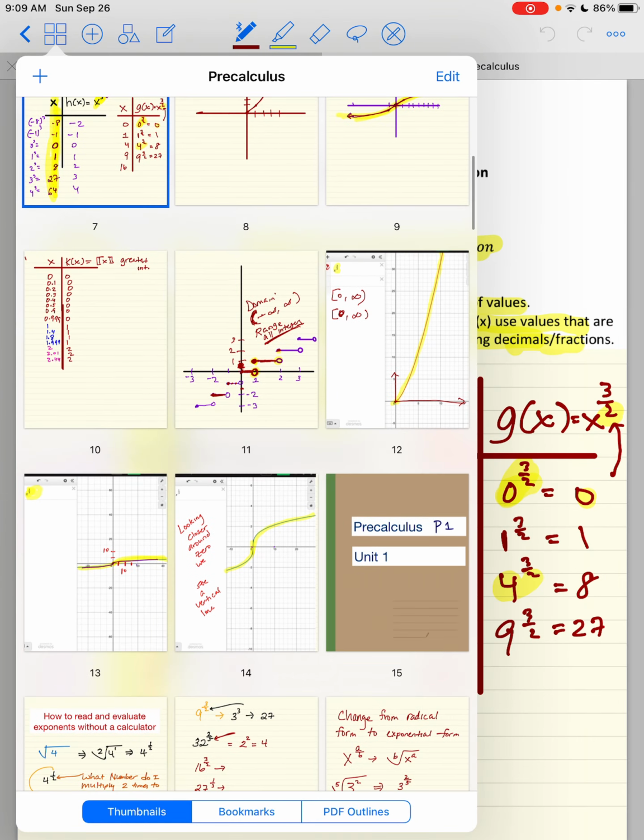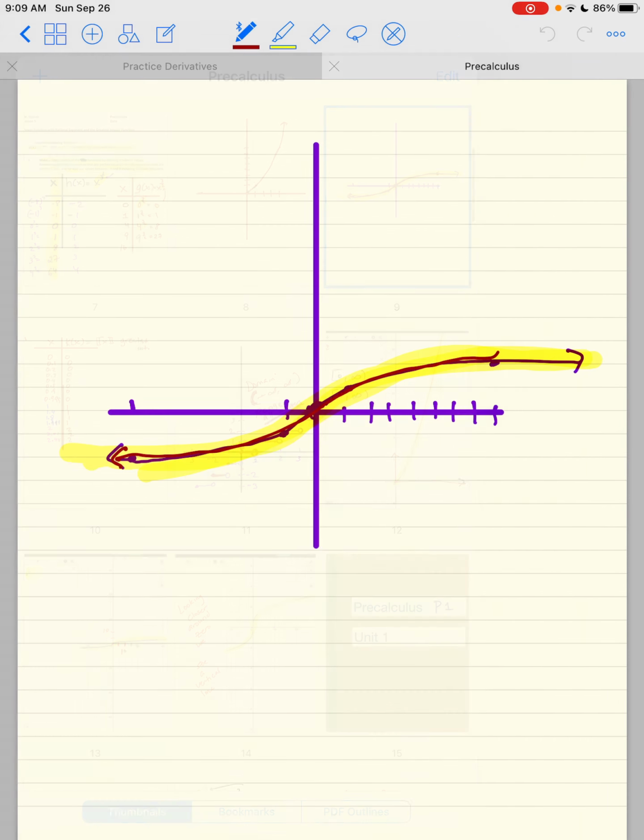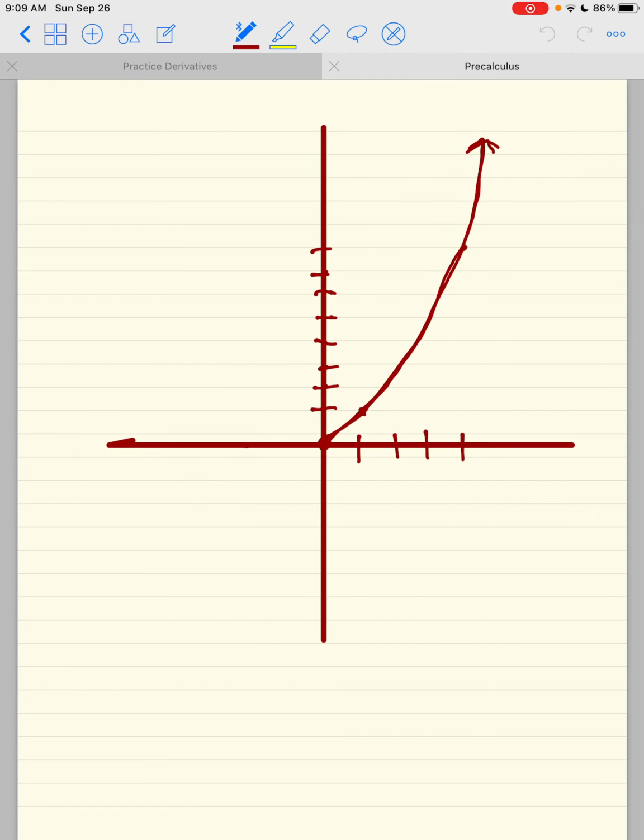First, let me go to my... what do you guys think? This here reflects with the origin. So x to the 1/3 is going to be odd, right? This needs to be symmetrical with the y-axis, but it's not. Okay, so this is neither.